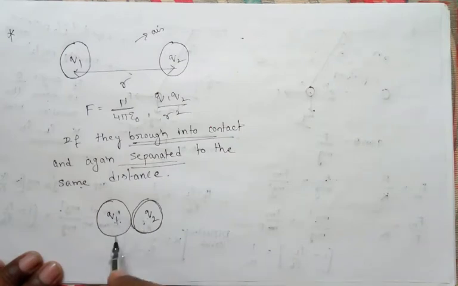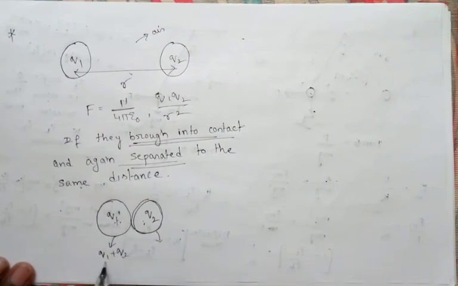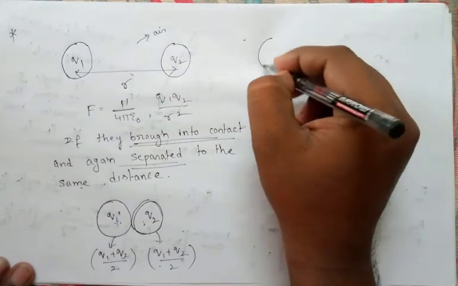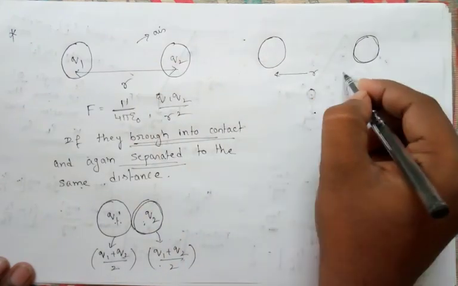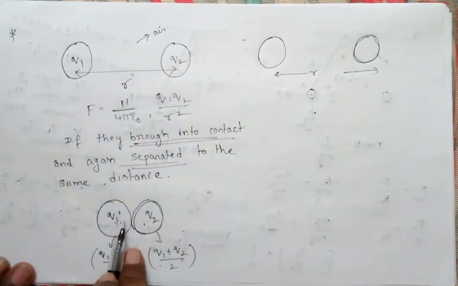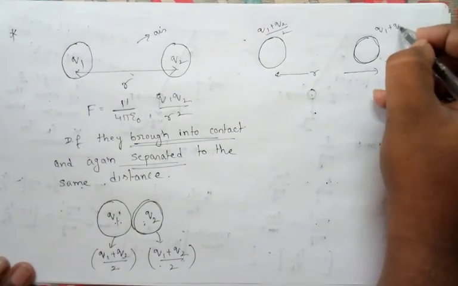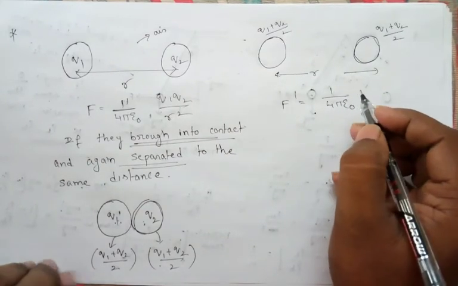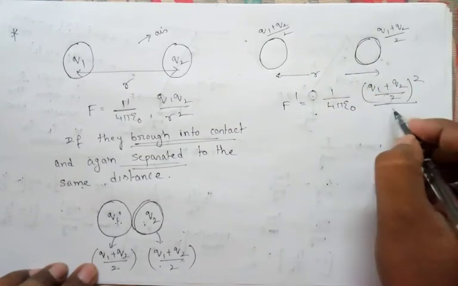Now when they are brought into contact, the two acquire the same magnitude of charge, that is Q1 plus Q2 by 2 each. Now these two bodies finally have this much charge. Then we keep the balls at the same position, distance r, as before. Initially they had charges Q1 and Q2, but once brought into contact and separated, the charges become Q1 plus Q2 by 2 each. So the new force F dash equals 1 upon 4 pi epsilon naught into Q1 plus Q2 by 2 whole square by r square.